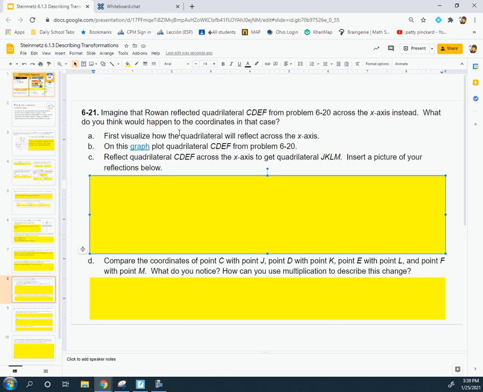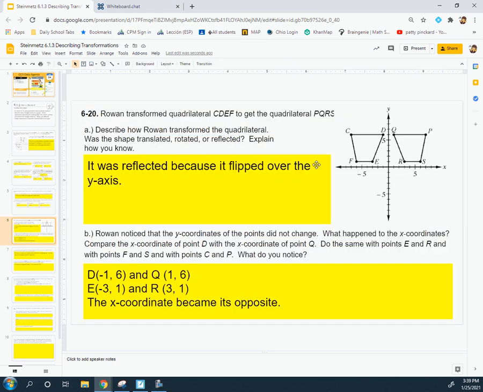Okay. So we're going to actually do it on a graph. I'm going to look back to see what the ordered pairs were. So originally C was 7, 6. D was negative 7, 6. E was negative 3, 1. And F was negative 6, 1.